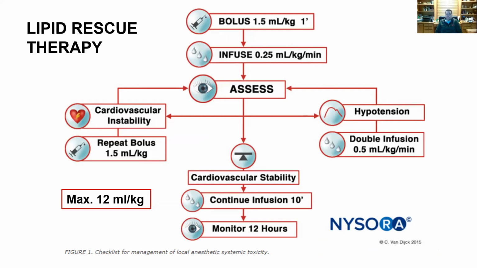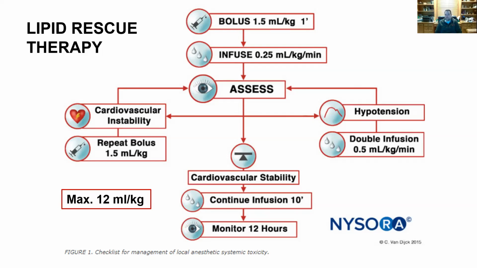So you start basically with a 20% lipid emulsion. You start with a bolus of 1.5 milliliters, not milligrams, milliliters per kilogram, and start an infusion after that. And then you basically assess. If you have ongoing cardiovascular instability, you can repeat the bolus with another 1.5 milliliters per kilogram.